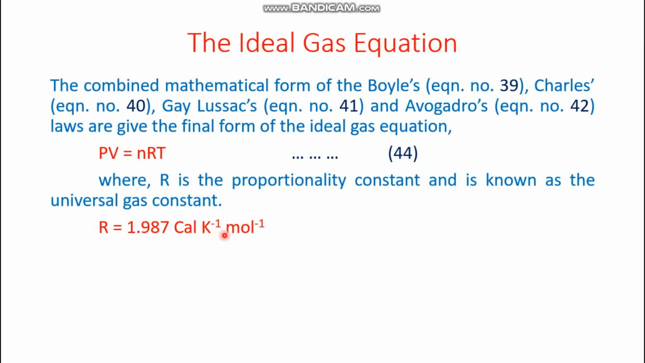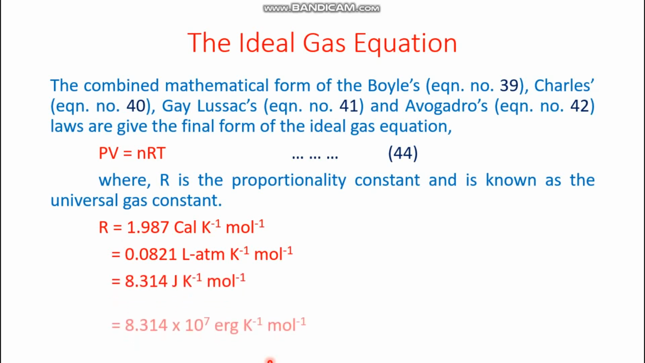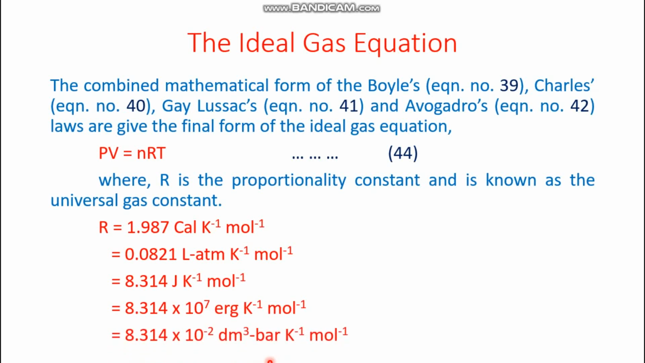If you change the unit, then the value changes. So it is 1.987 calorie per Kelvin per mole. It is 0.0821 liter atmosphere per Kelvin per mole. It's 8.314 joule per Kelvin per mole, or it is 8.314 into 10 to the power 7 erg per Kelvin per mole. And finally, you can also say it is 0.08314 decimeter cube bar per Kelvin per mole, that is 8.314 into 10 to the minus 2 decimeter cube bar per Kelvin per mole.